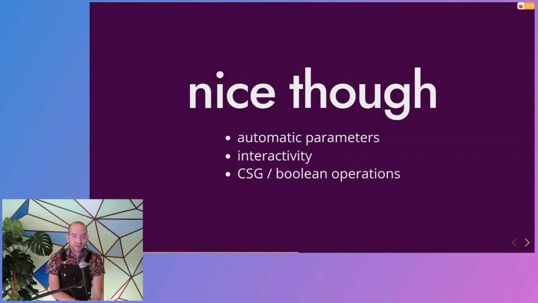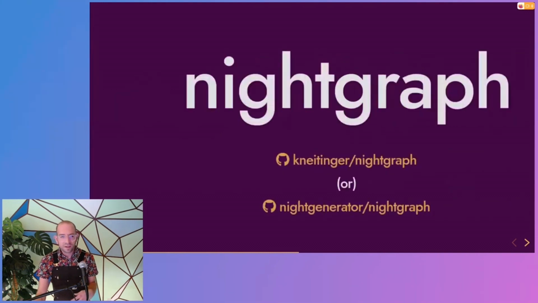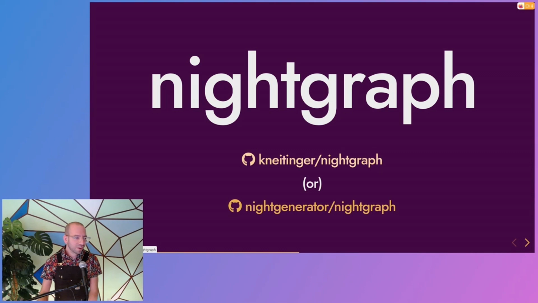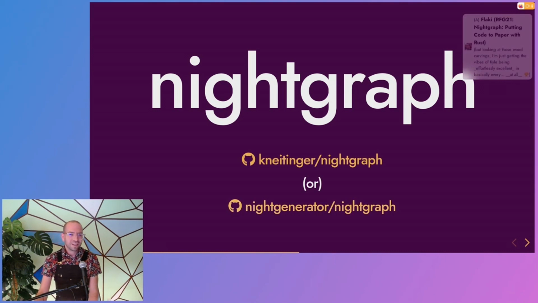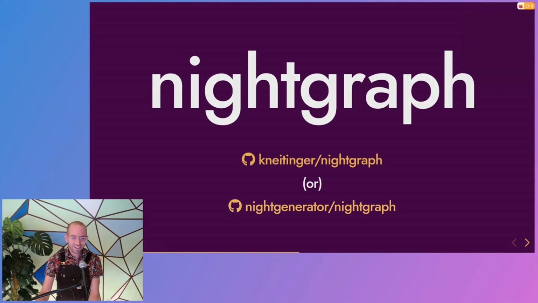So again, we have those automatic parameters, that interactivity, and this constructive geometry with Boolean operators that I just talked about. And we'll go into that. And so that's what inspired Nightgraph. It's currently on GitHub, and again, it's super beta. It's only a month old, but it's at nightinger.com/nightgraph. In the future, it'll be nightgenerator.com, but we're getting there.